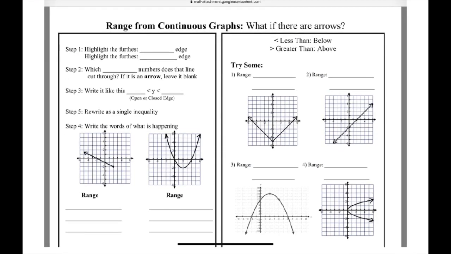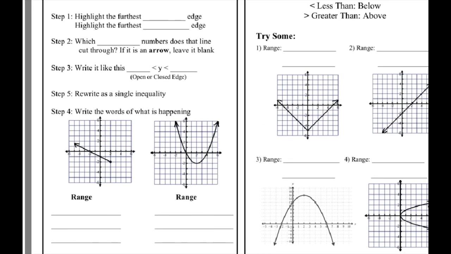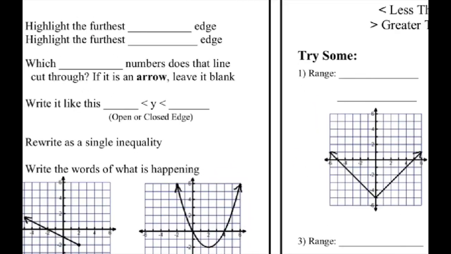Okay, so now we are moving on, same idea, range from a continuous graph. So you know that range is the y. Every time we see the word range, we know it's the letter y. And the question is, what if there are arrows with a question that asks for the range? So in this one here, we have the same thing that we did yesterday. The notes are exactly the same.